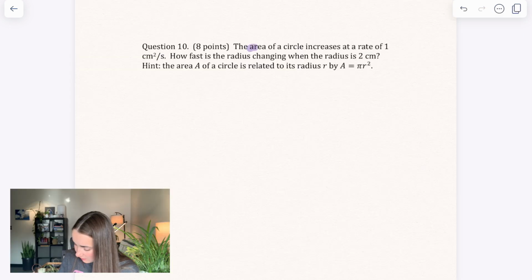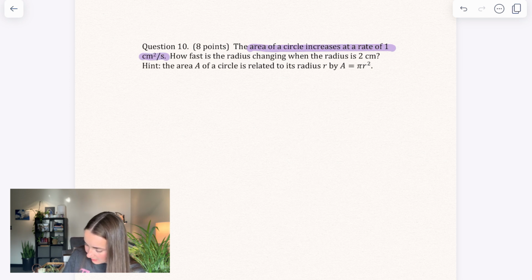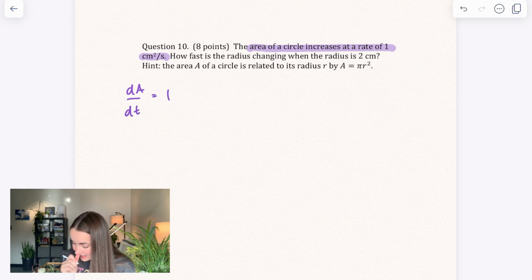So the area of a circle increases at a rate of 1 centimeter squared per second. So I'll go ahead and write that down. So we have the derivative of the area in terms of t is equal to 1. And I know that because the area is increasing at a certain rate, which means it's the rate of change, right? The first derivative.